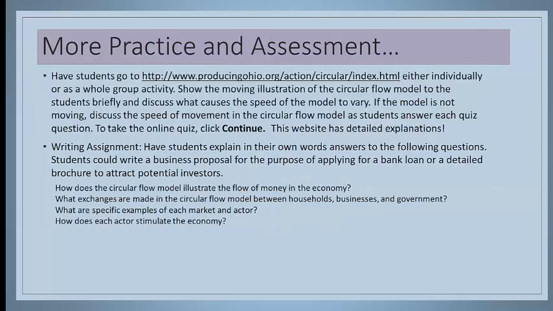For more practice and assessment, the Producing Ohio website has a great interactive on circular flow. It has sophisticated explanations that make it very worthwhile. When there is economic growth, the model speeds up. Yes, it slows down during an economic downturn. It presents situations which students analyze, predicting the outcome on the circular flow model of the economy. Another possible writing assignment could be a business proposal or the product analysis mentioned earlier.